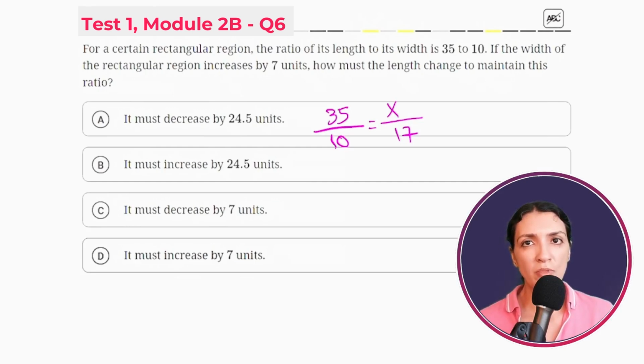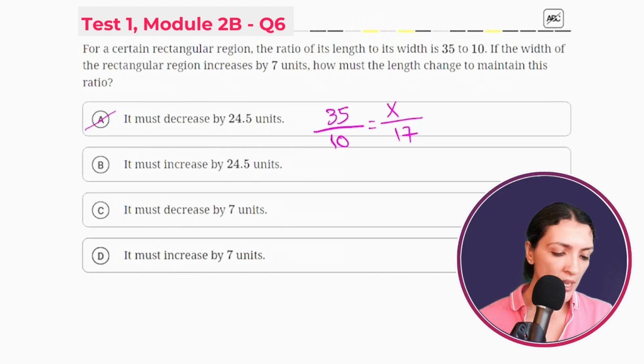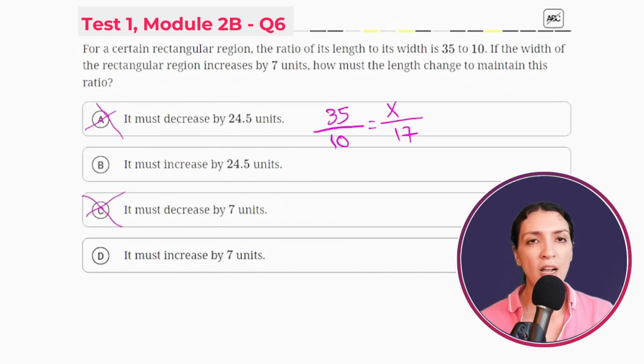Since we're preserving the proportion, if the denominator is increased, the numerator needs to increase as well. So choices A and C are out right away. Now, if 10 is increased to 17, that means that it almost doubled. So we want to almost double 35, and that means to add a number that's slightly less than 35, which would lead us to choice B.